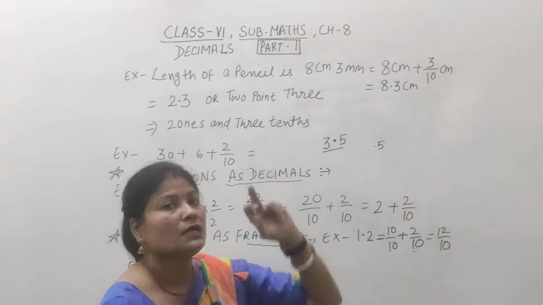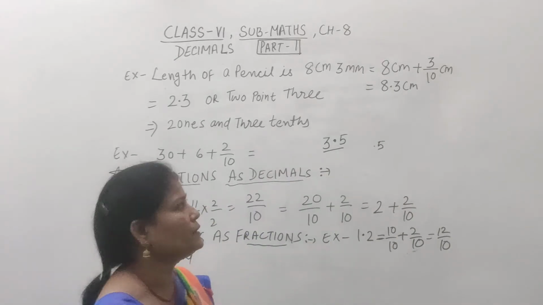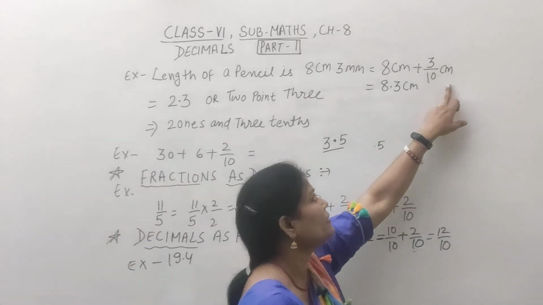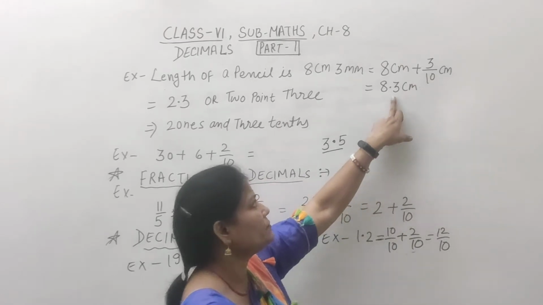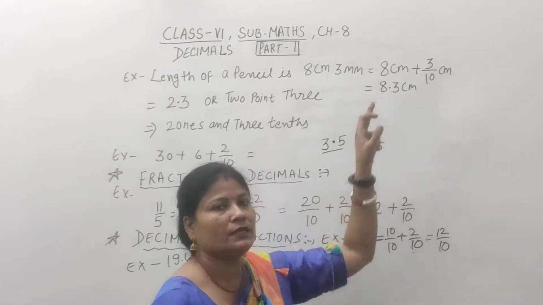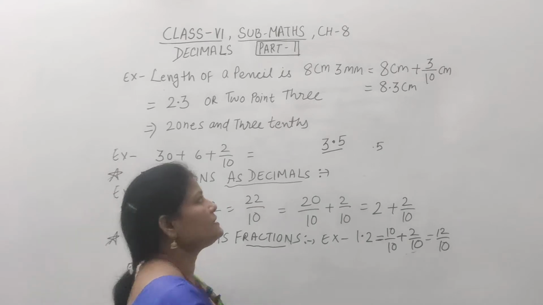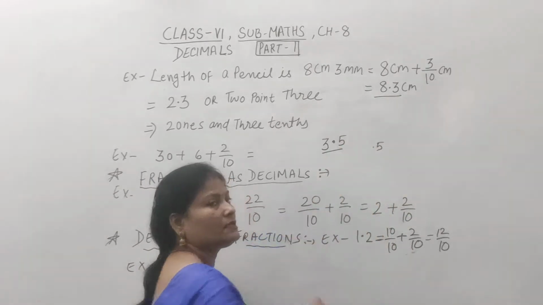Why? Because 1 centimeter has 10 millimeter. So 3 by 10 centimeter. After that, converting into decimal, it comes 8.3 centimeter. So we can say that this point is called decimal.